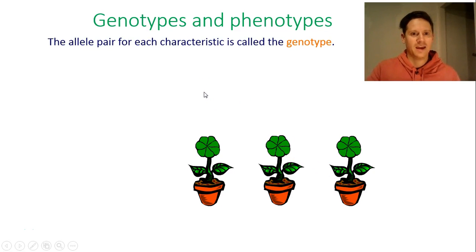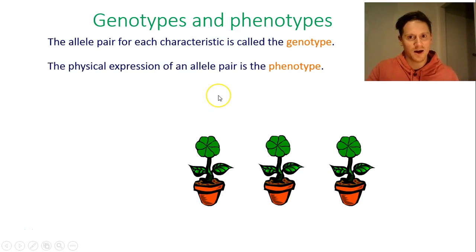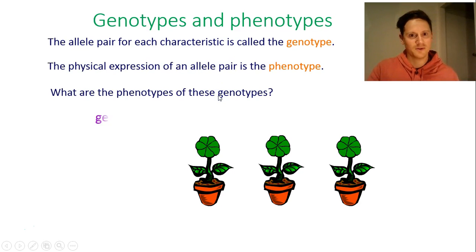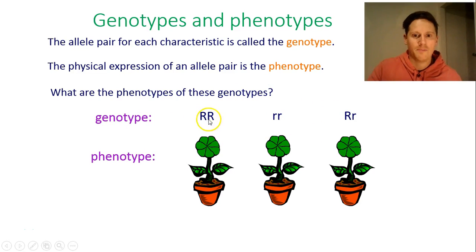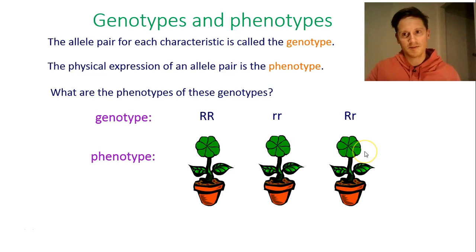The allele pair for each characteristic is called the genotype, and the phenotype is the physical expression. So here we've got three examples. We've got three different genotypes: big R, big R; little r, little r; and big R, little r. So remember, big R represents red, little r represents yellow. So what color are all three of these flowers going to be?